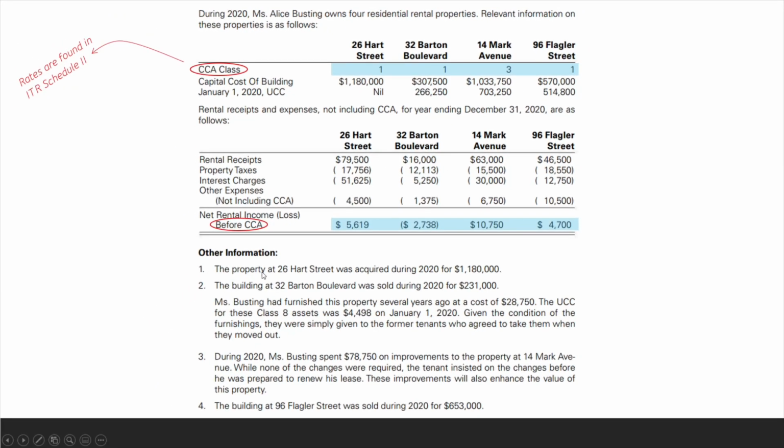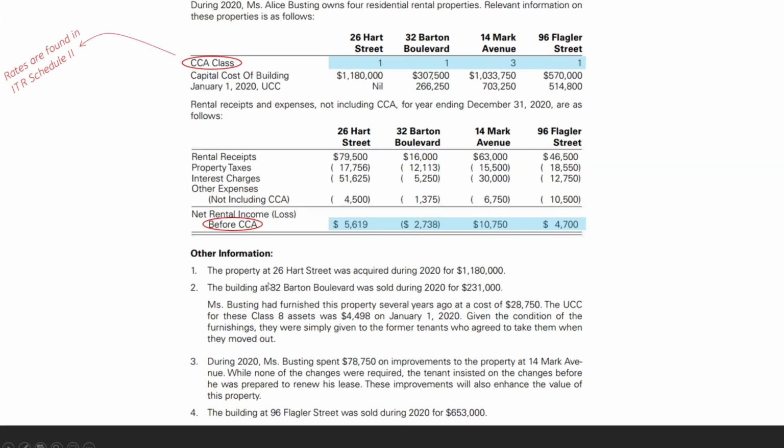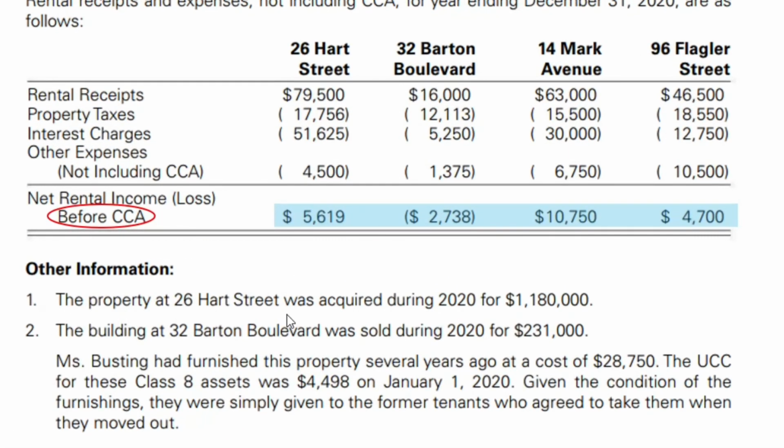Some other information is provided, and I'll highlight what I think is important. Item 1: the property at 26 Hart Street was acquired during 2020 for $1.18 million. I think it's important to note that you have a net addition for that property. The 26 Hart Street property was acquired during the year. It's a new property.